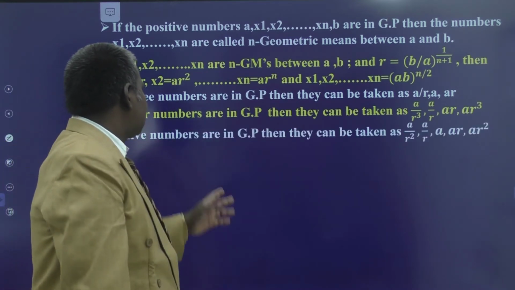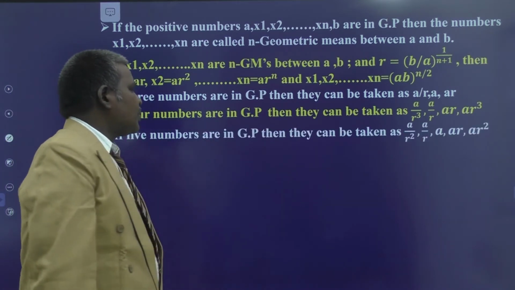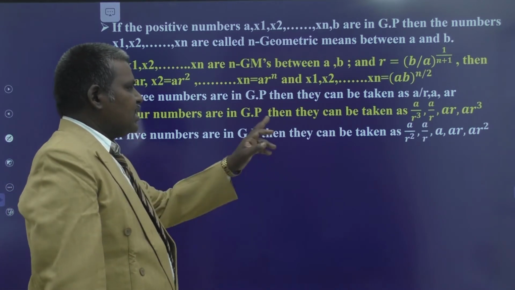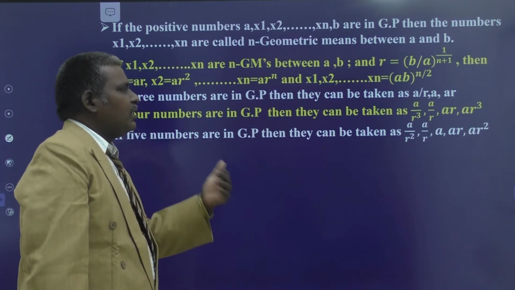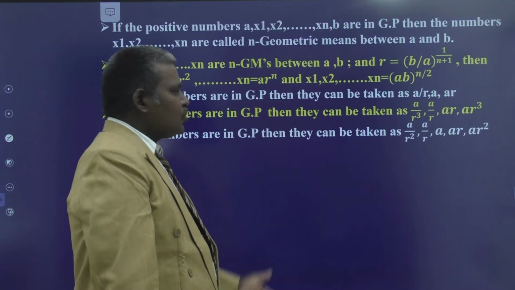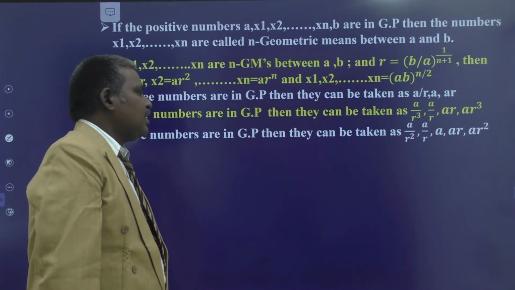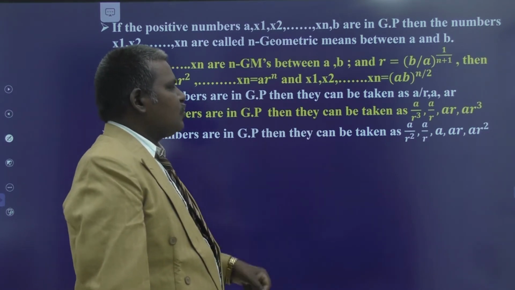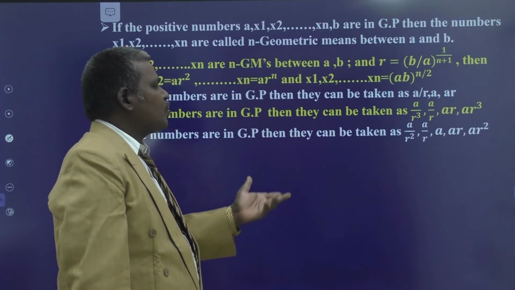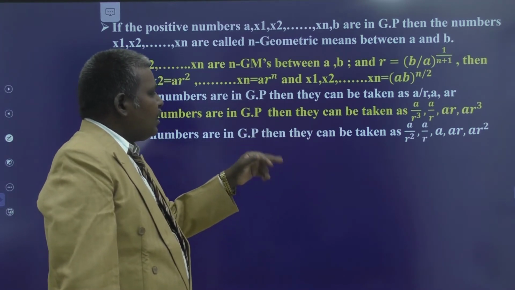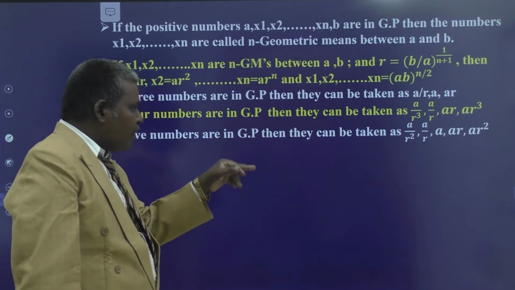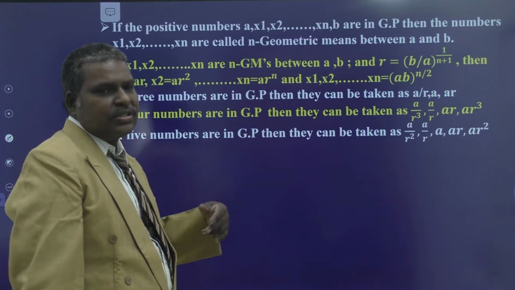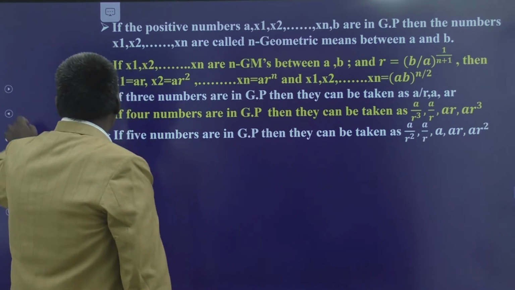Next one, in the same manner, if five numbers are in geometric progression, they may be taken as a by r square, a by r, a, ar, ar square. So its common ratio is r here. ar square by ar gives what? r. ar by a gives what? r. a by r by a by r square also gives r value.